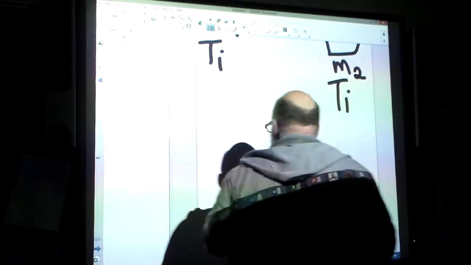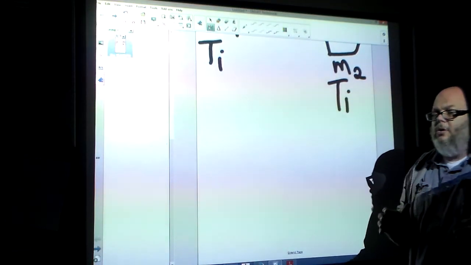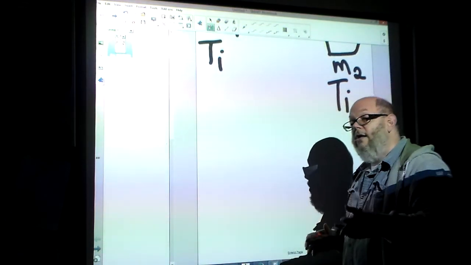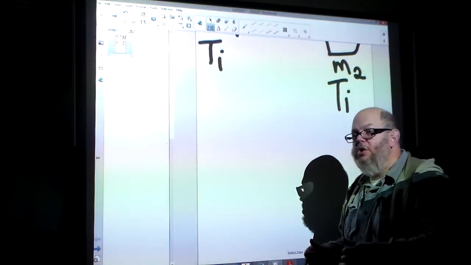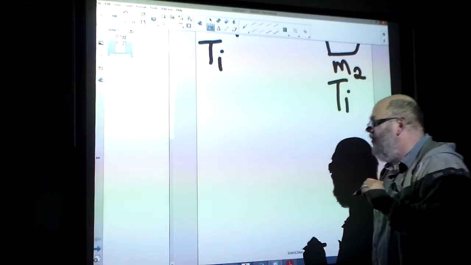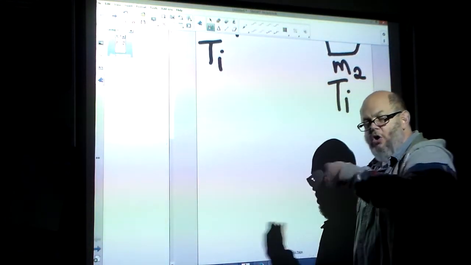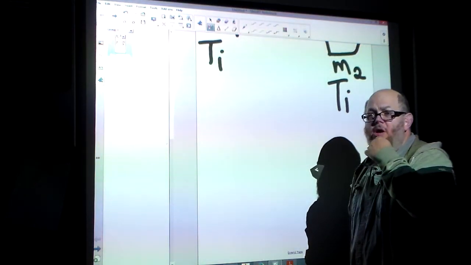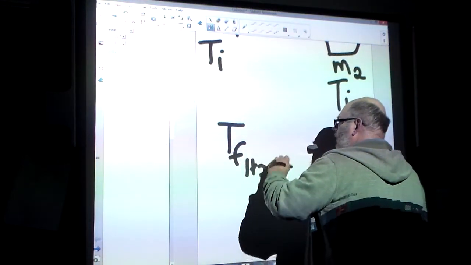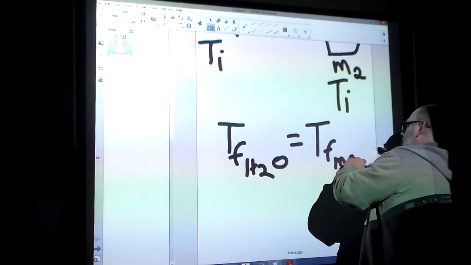However, the idea is that once you have the metal in the coffee cup calorimeter, we would expect the temperature of the metal to go down while the temperature of the water in our calorimeter goes up as it absorbs that heat energy from the metal. So the idea is, how do we know when it has achieved equilibrium, when the heat has been exchanged and everything is good to go? Well, the final temperature of the water is going to equal the final temperature of our metal.